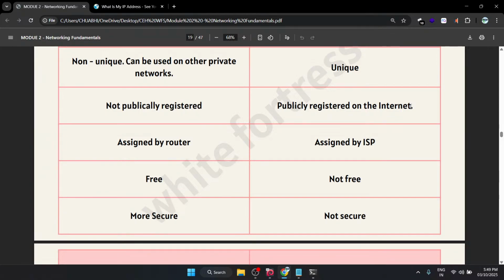That's why it is directly helping us connect to the internet. And this is the only IP that we pay for to the internet service provider. So it is assigned by the internet service provider. It is not free, not secure.